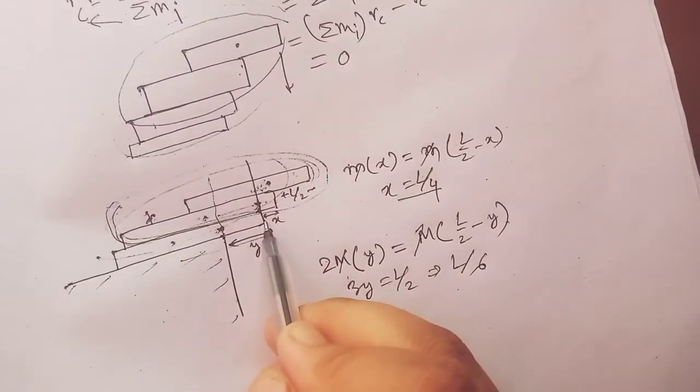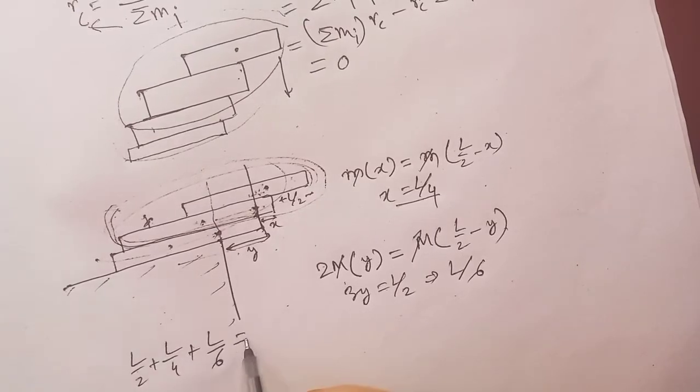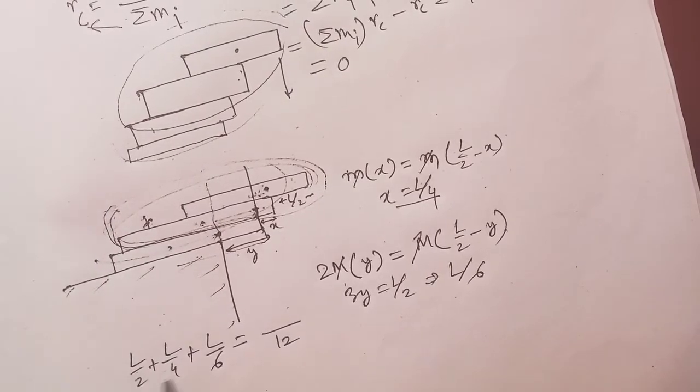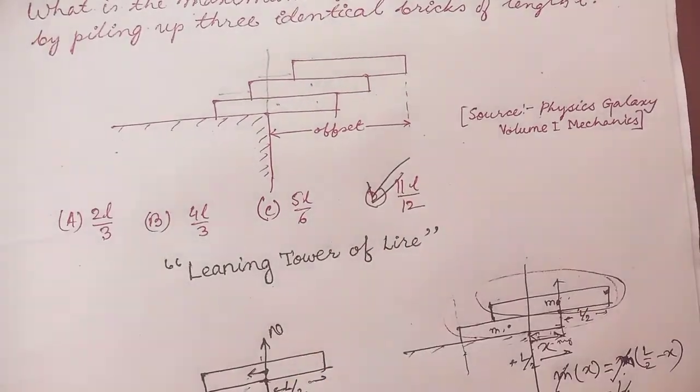So the answer to our question is the total length of offset. See, this is L by 2, L by 4, L by 6. L by 2 plus L by 4 plus L by 6 will give us 6 plus 3, 9 plus 2, 11, so 11 L by 12, and that is option D. Option D is our correct answer.